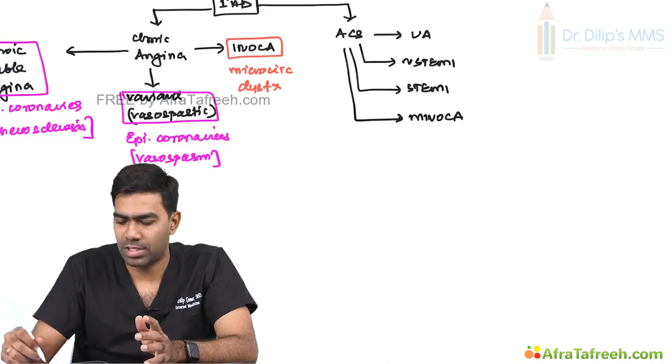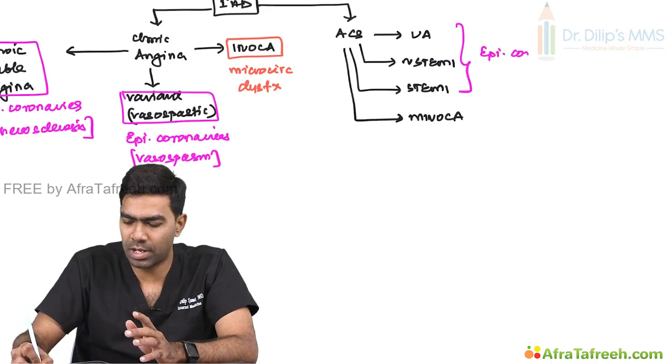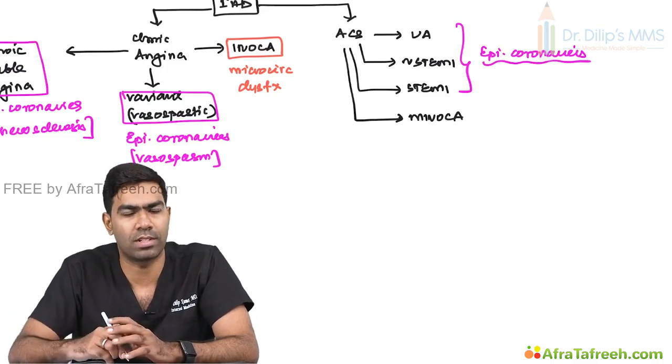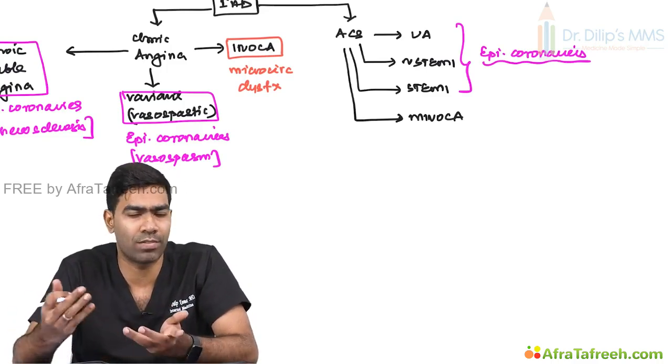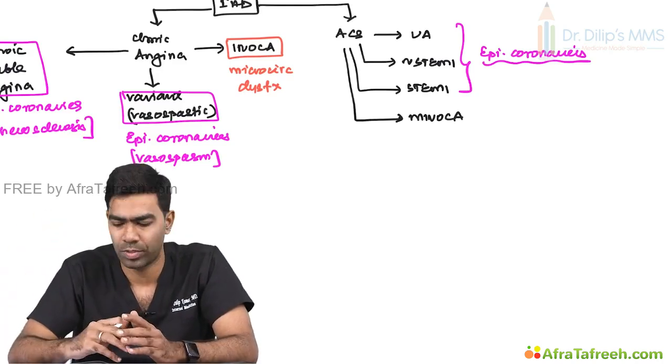Unstable angina, STEMI, NSTEMI, all these three things are due to problems in the epicardial coronaries. There are many different types of MI, which we'll be discussing subsequently. We have something called a universal definition of MI, where they have types of MI in that. So we have that in the next chapter.